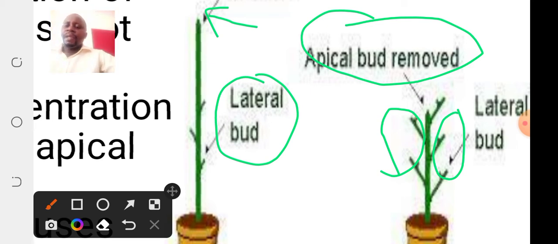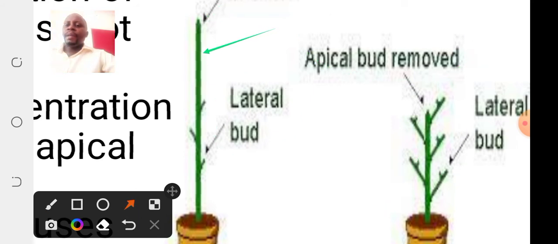So the phenomenon that has been exhibited by this particular seedling here is what is called apical dominancy. Apical dominancy. So from the diagram, can you define what apical dominancy is? So apical dominancy is the process or the phenomenon whereby existence of an apical bud inhibits growth of lateral buds. It actually inhibits growth of lateral buds or prevents lateral buds from growing. That is what we call apical dominancy.